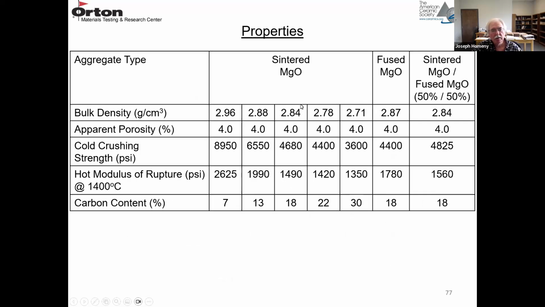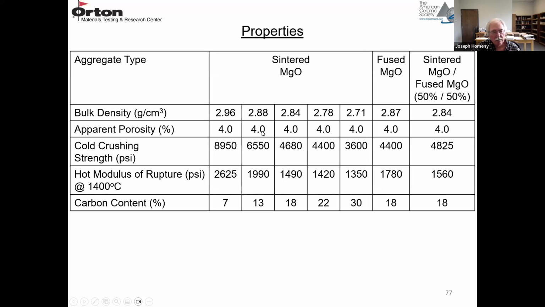So a couple key properties. This is a sintered MgO material. This is a fused MgO. And then this is a 50-50% combination of sintered and fused MgO. The carbon contents on the sintered MgOs start at 7, go up to 30, and these other two are at 18. So the density is going to decrease with increasing carbon content from about 3 to about 2.7, and that's in grams per cubic centimeter.